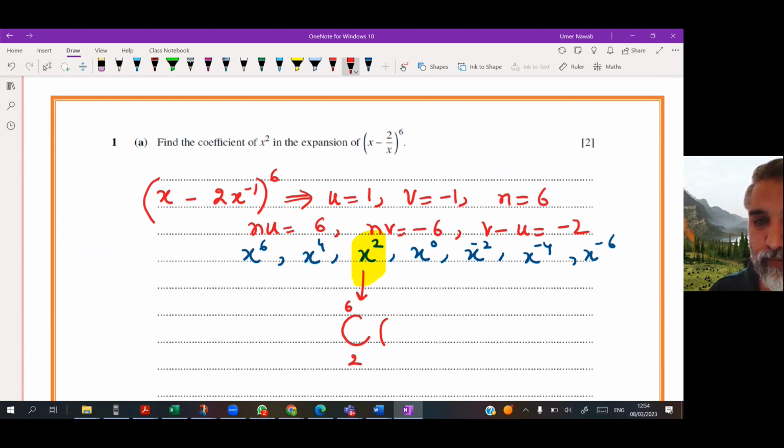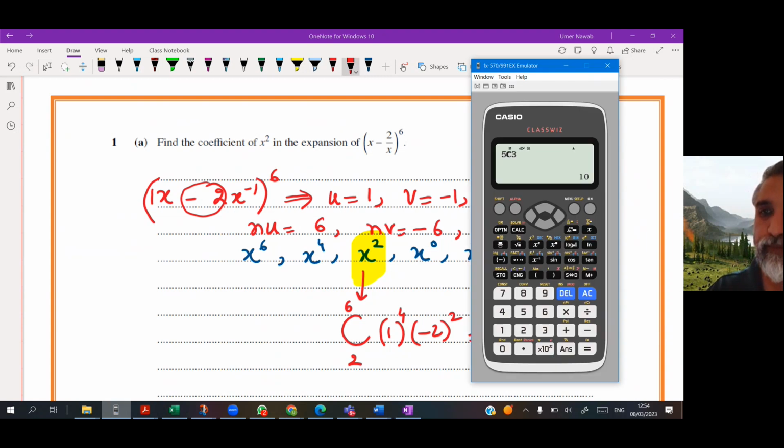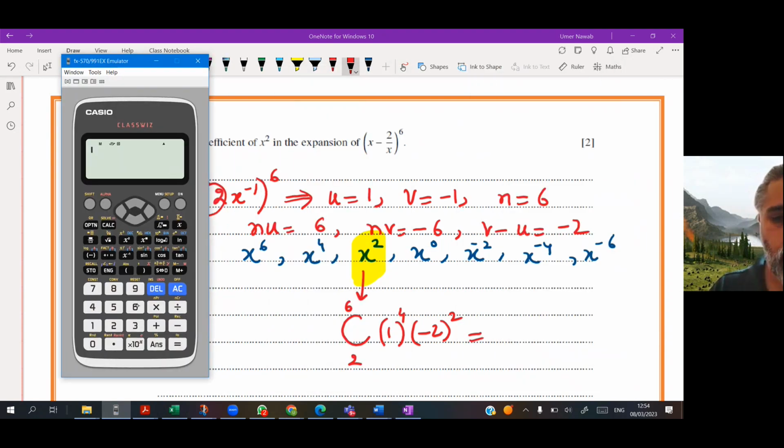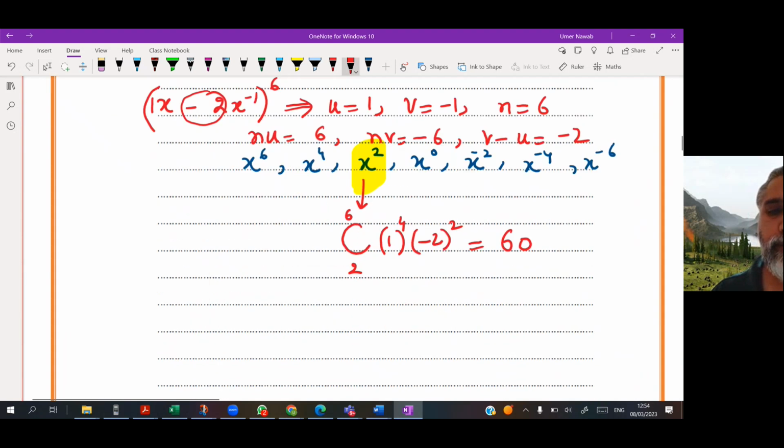I'm looking for x squared, which is 6C, 0, 1, 2. What is the coefficient here? 1. And what is the coefficient here? -2. So 4 and 2. 6C2 times 1 raised to power 4 times (-2) raised to power 2. We got 60. That's the answer.